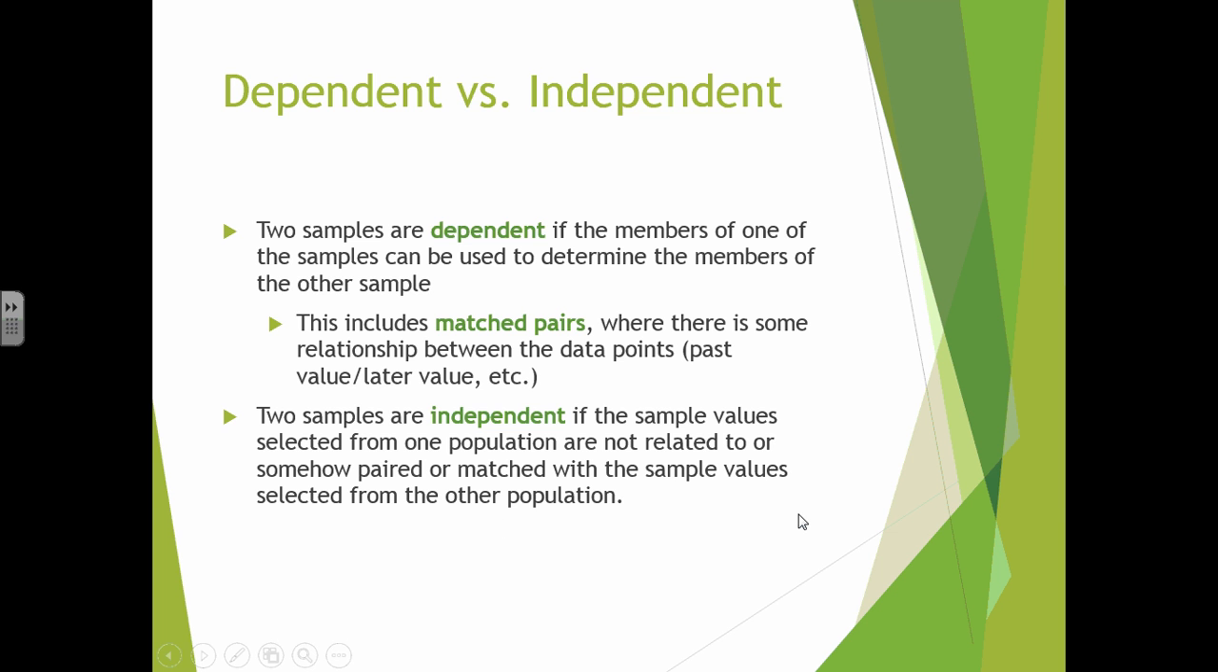Or two independent samples. If I randomly select 50 men and I randomly select 45 women and compare their BMIs, those are independent because each man is not being paired up with a particular woman. So two samples are dependent if members of one can be used to determine the members of the other sample. This is often when it's the same person. Or two independent samples if the sample values selected for one population are not related or somehow paired or matched with the sample values from the other population.